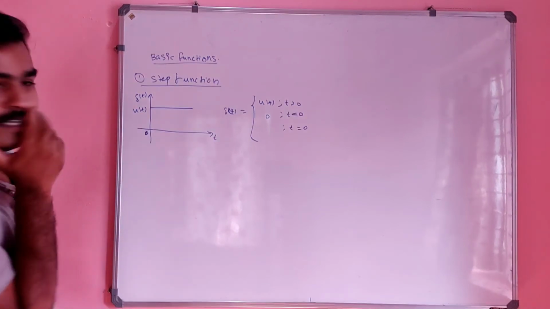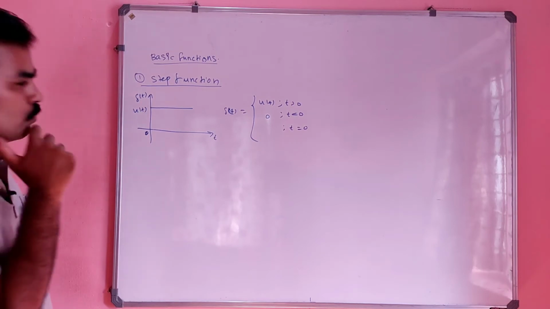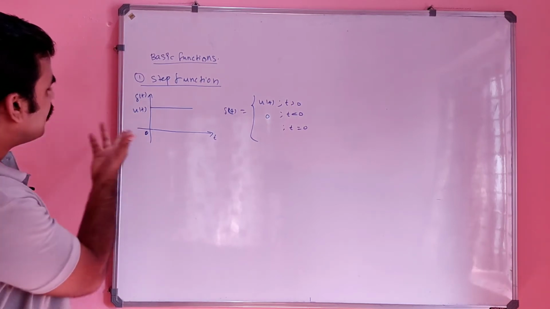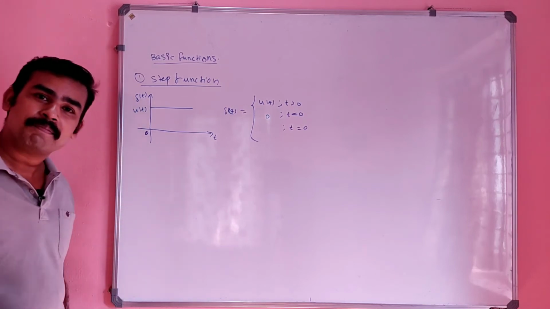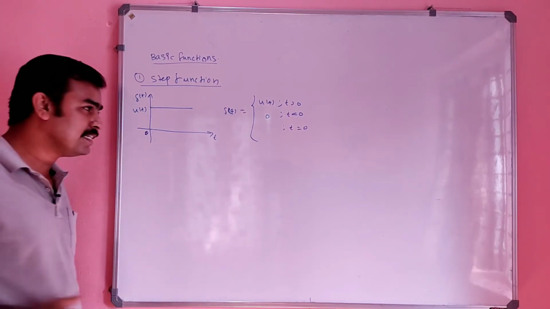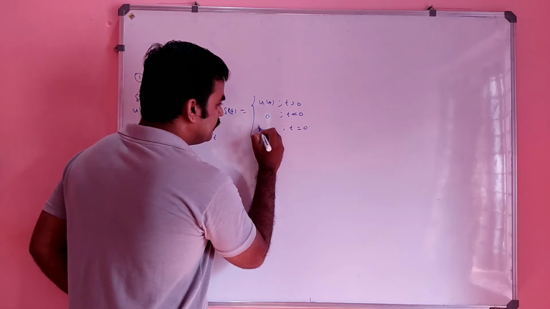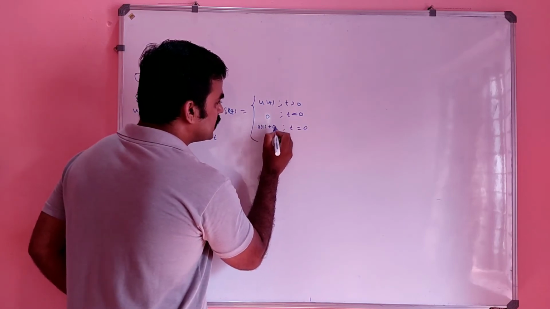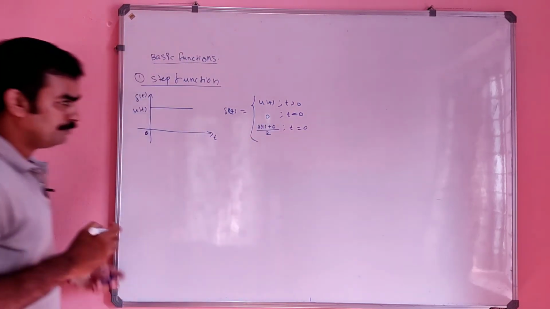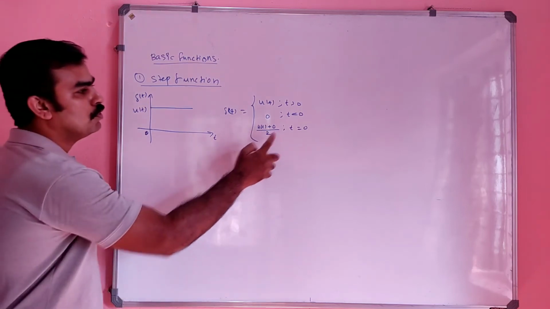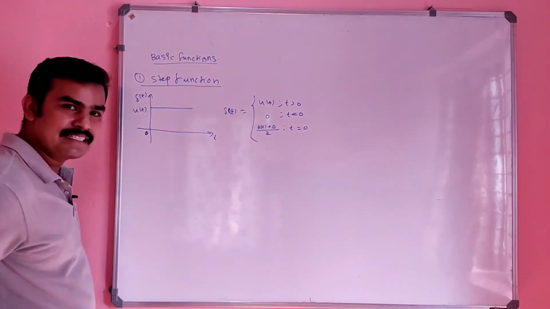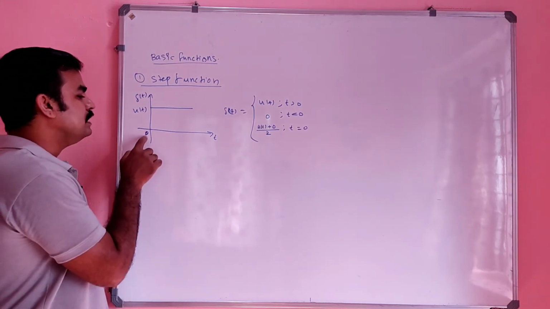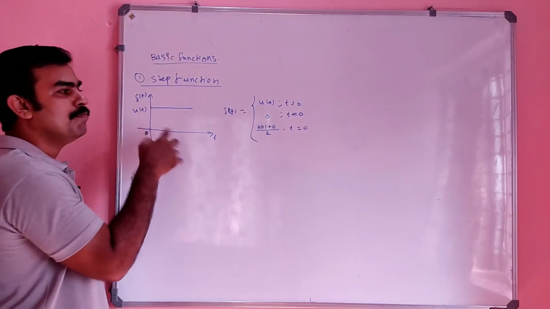What is actually the value of the function at t equal to 0? You can't see it. But the answer is u of t plus 0 by 2. How did we arrive at this? It is nothing but the initial value plus the final value divided by 2.